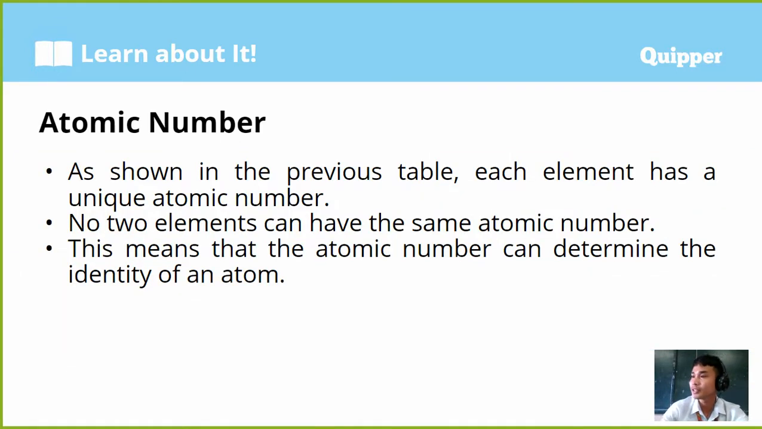As shown in the previous table, each element has a different atomic number because they have different electrons and protons. So no 2 elements can have the same atomic number. You cannot assign 8 for a carbon because 8 is for oxygen. You cannot assign 4 for an oxygen because 4 is for beryllium. Each element has a unique atomic number. This means that the atomic number can determine the identity of an atom.